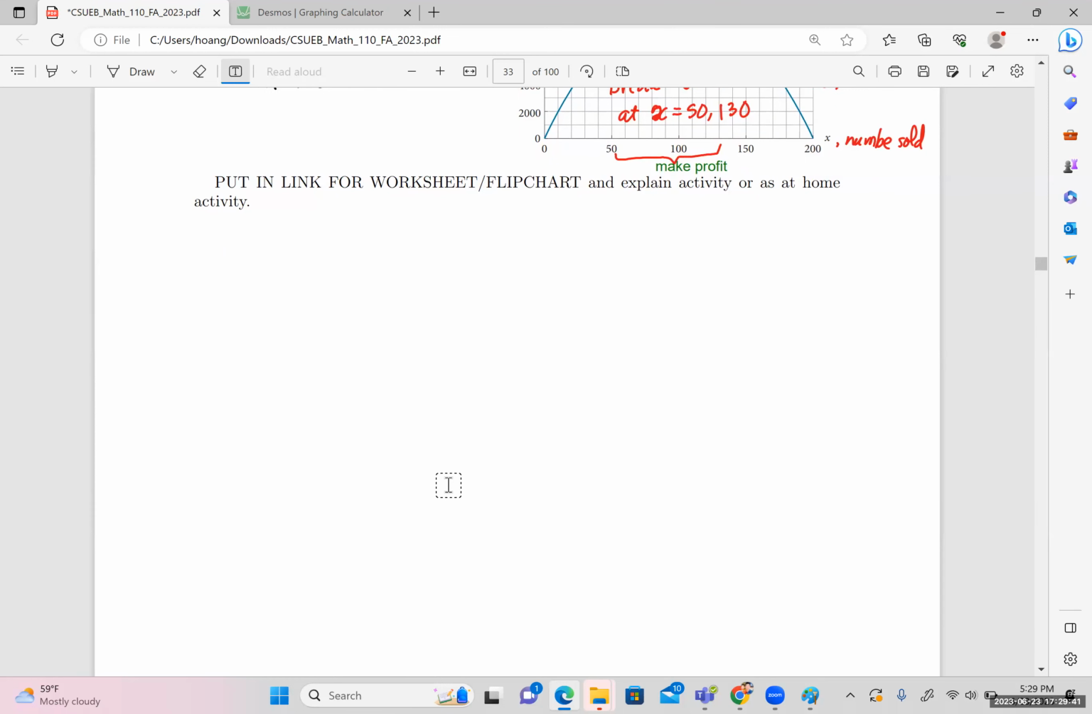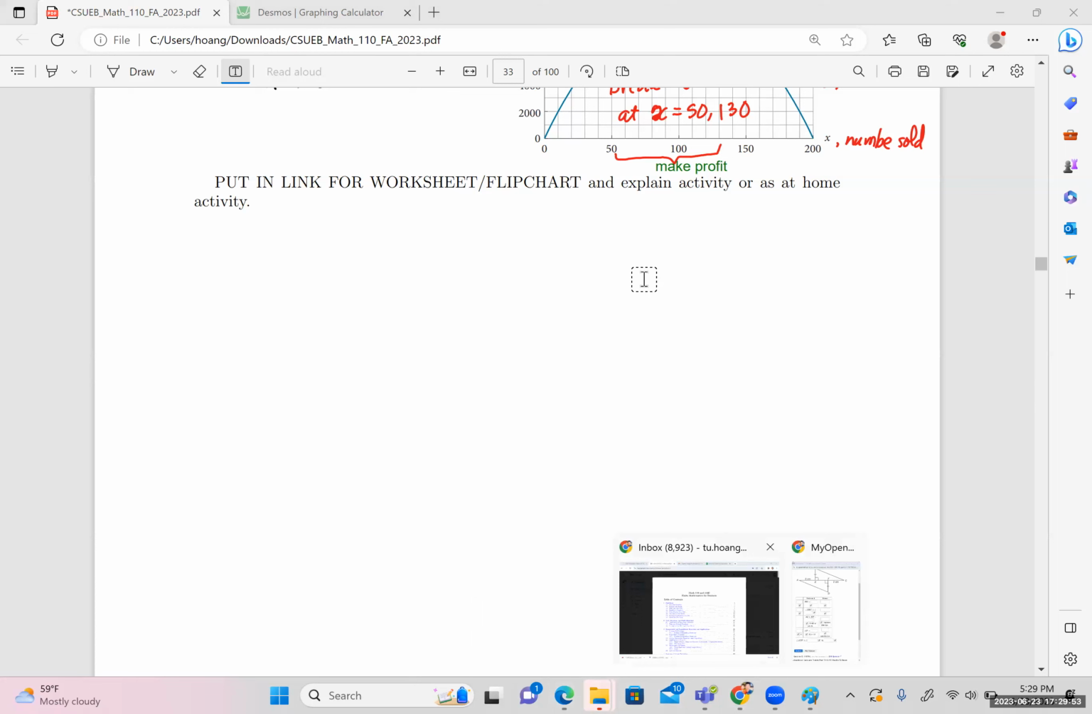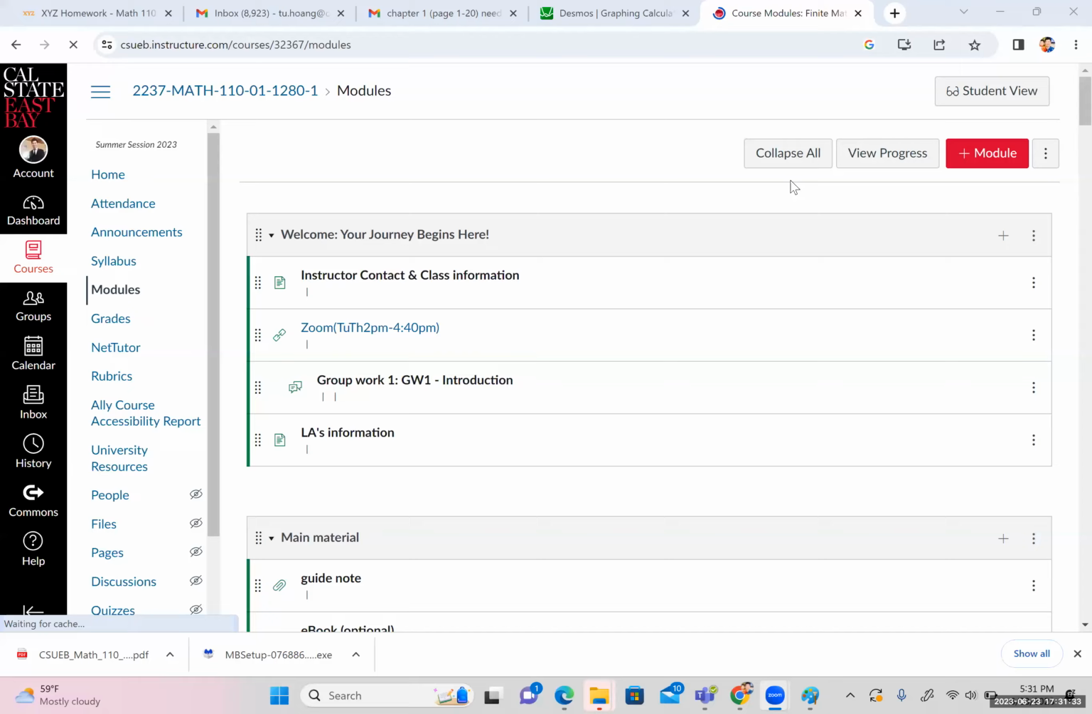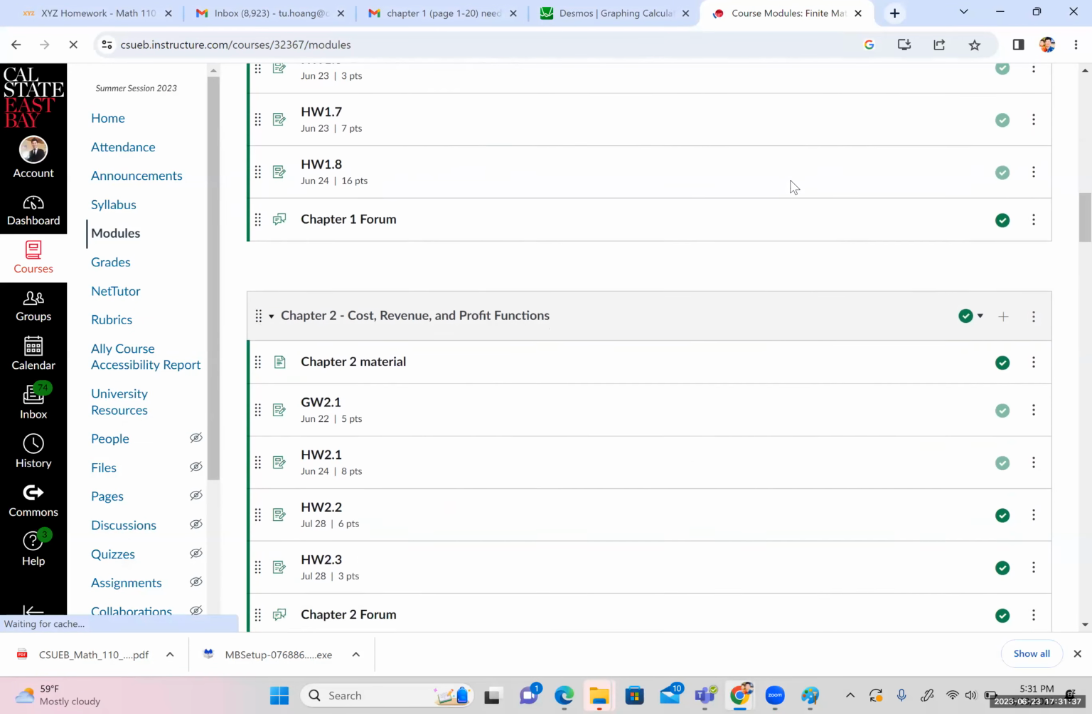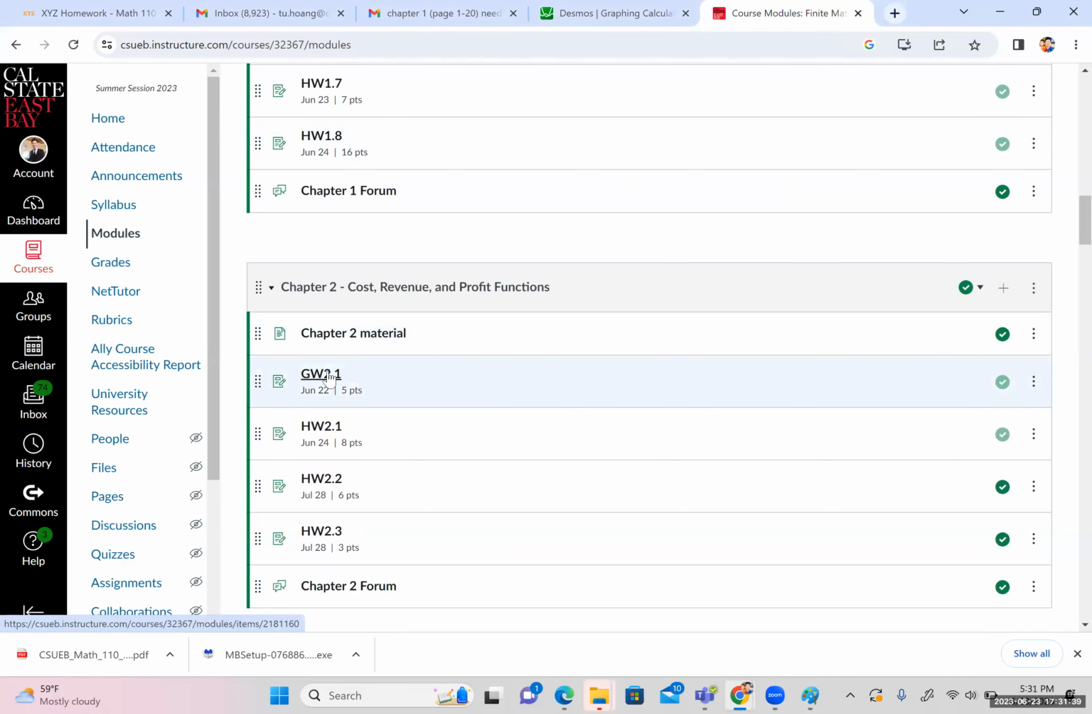to put a link for the worksheet flip chart. That was in, let me show you in our Canvas, and open our Canvas. So in Canvas I have post 0w 2.1.